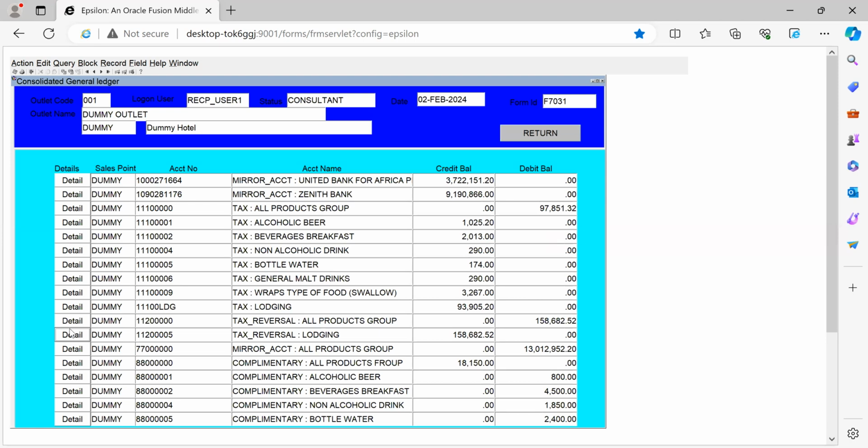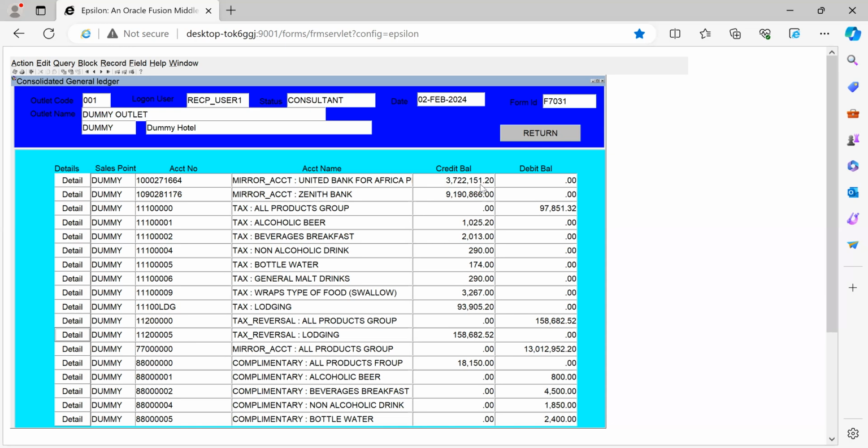I want to explain one after the other what all these things stand for and how useful they are for you. Start with this first row. We have mirror account, United Bank for Africa, having a balance of 3.7 million. What we're saying is that for every transaction that happens in our hotel, where payments are made directly to the bank, either through POS, or through bank transfer, or every other means with which a customer paid into the United Bank for Africa account, we have a total amount of 3.7 million.